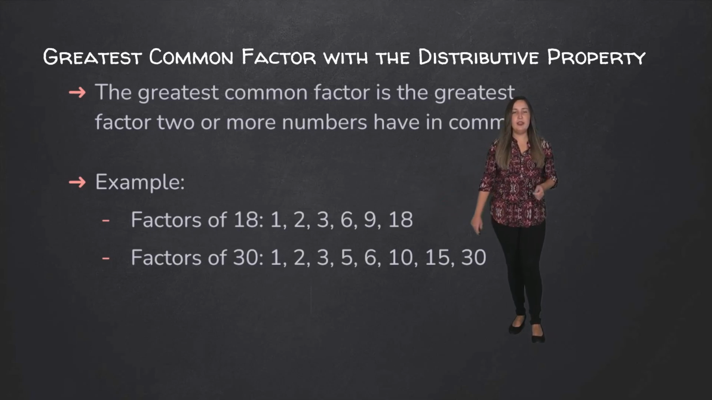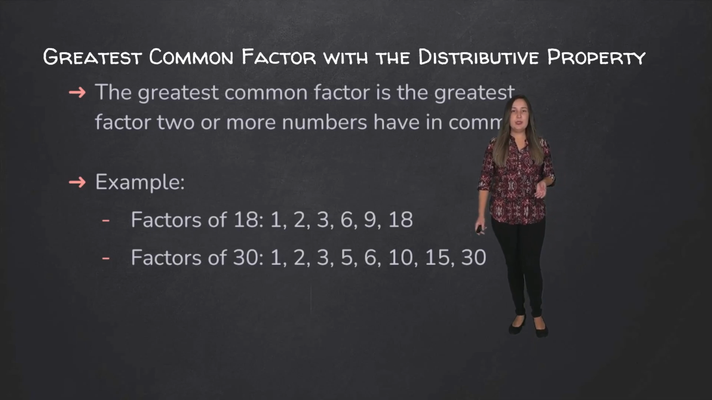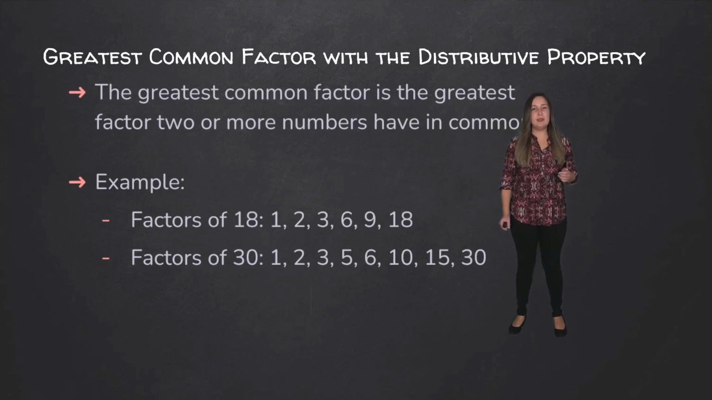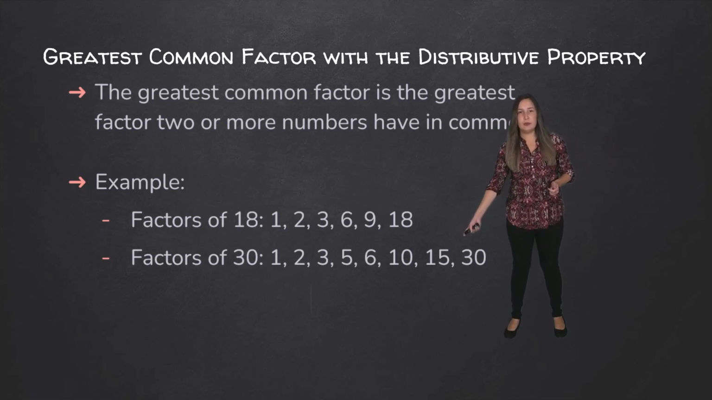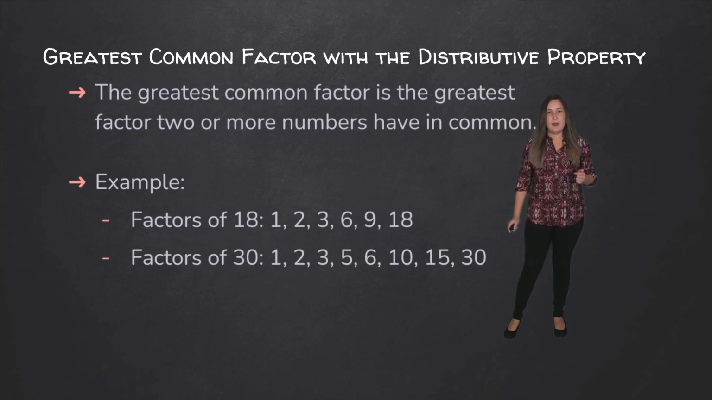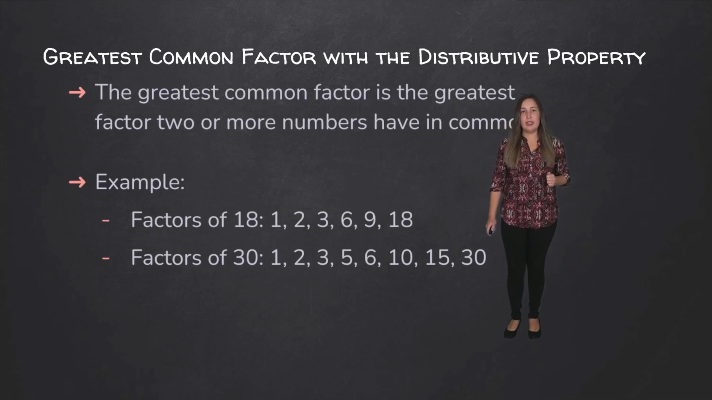For 30, we know that 1 times 30 is equal to 30. We know 2 times 15 is equal to 30. We know that 3 times 10 is equal to 30. And we know that 5 times 6 is equal to 30. We're going to take all those factors, put them in order from least to greatest, as we have down here, and list them out.